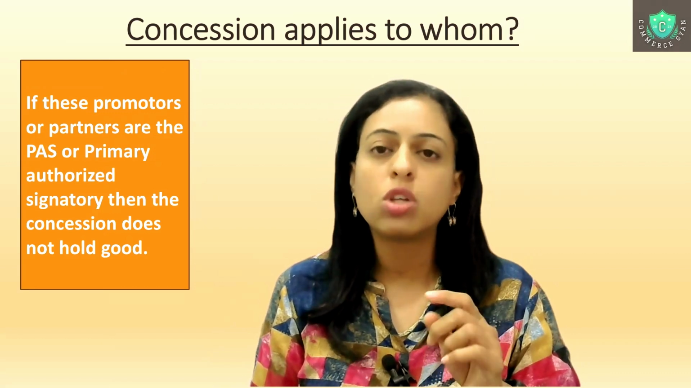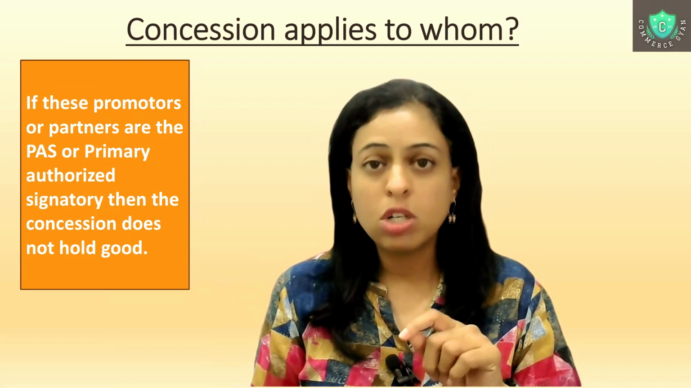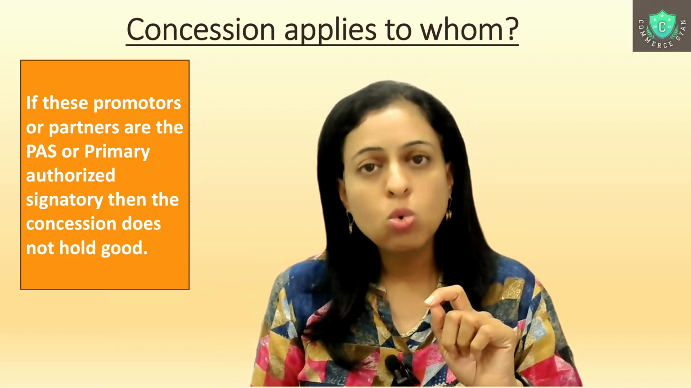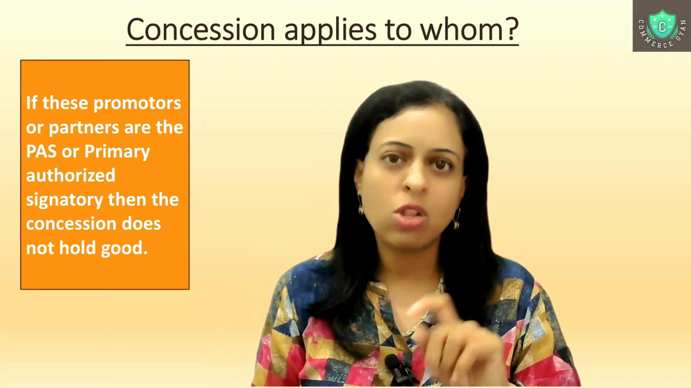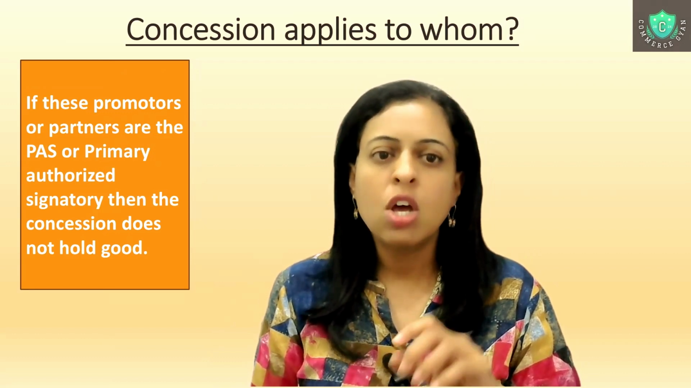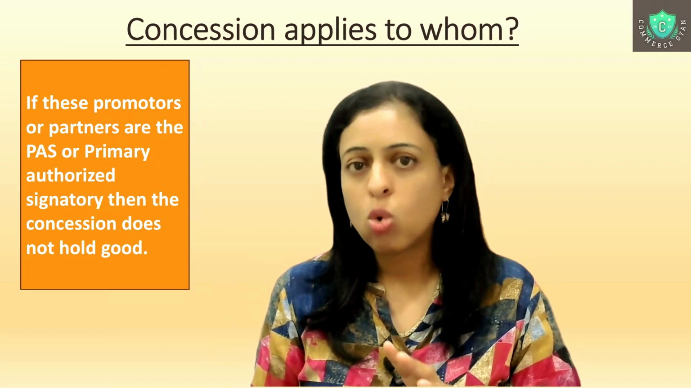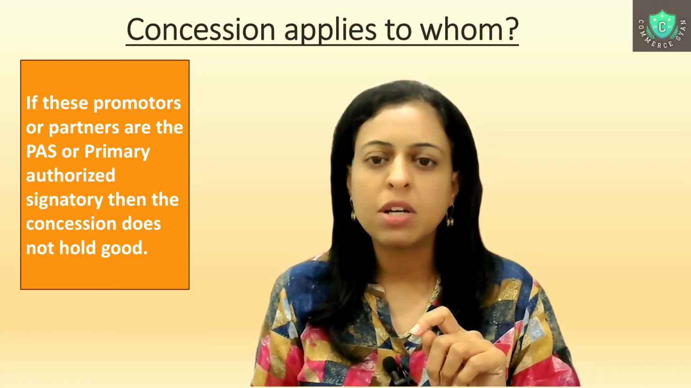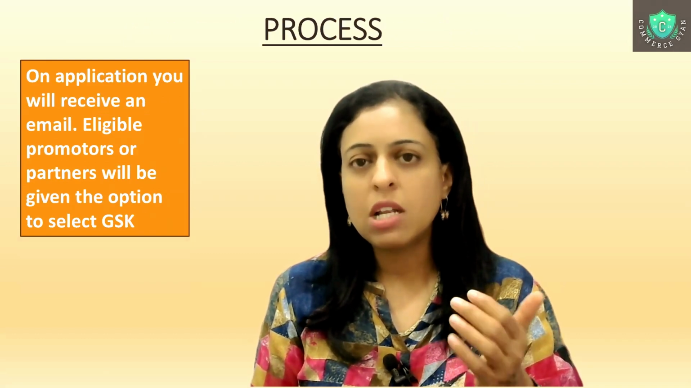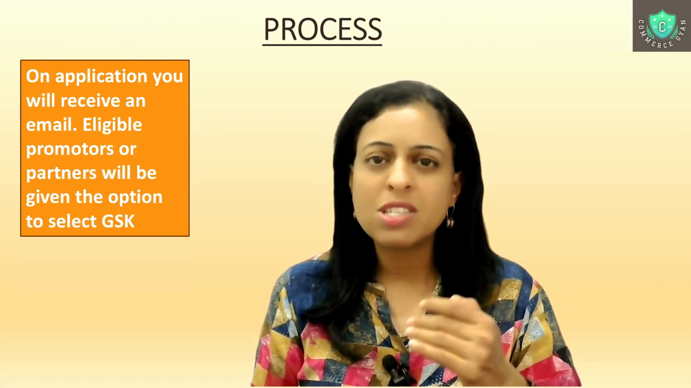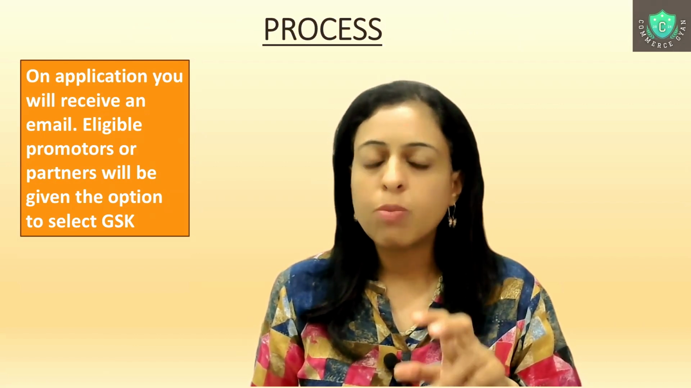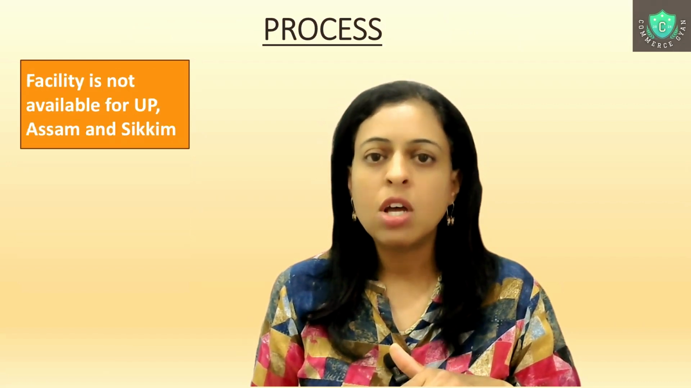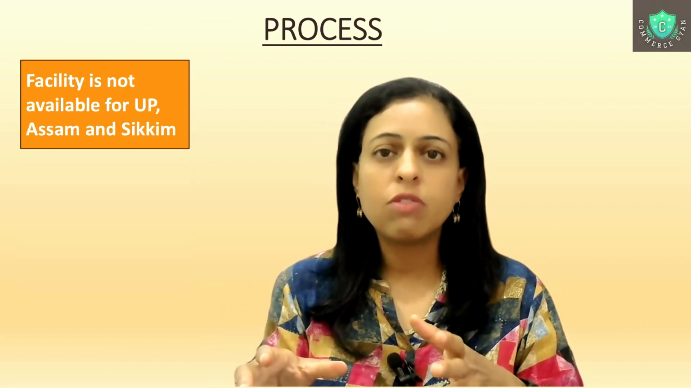You have to go to the state in which you are actually doing the registration. So, if you are from Uttarakhand, you're doing the registration in Maharashtra, you will have to go to Maharashtra for the authentication, the biometric authentication. So, the concession does not hold good if you are acting as the primary authorized signatory. So, remember this part. Then what is the process? Process is basically, if you are doing the application, you receive an email where the promoters or the partners will be given the option to select the GSK, the GST Suvidha Kendra. Then the GST Suvidha Kendra will be selected.